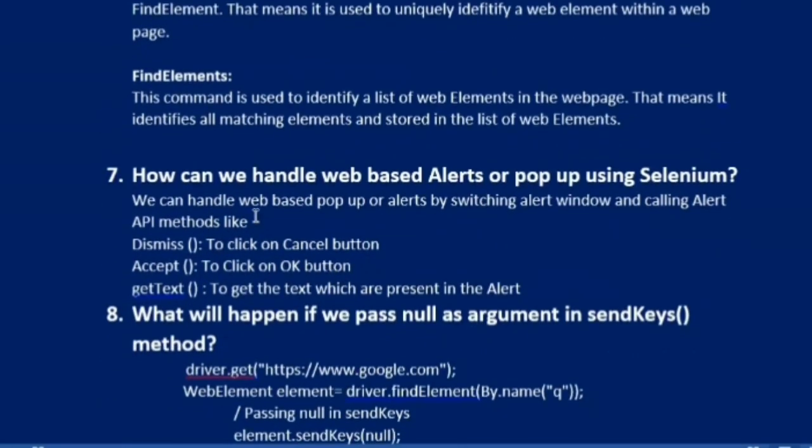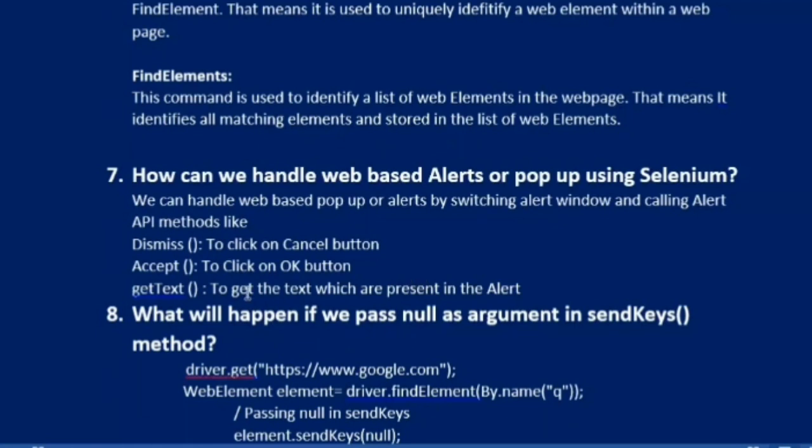Next question is how can we handle web-based alerts or pop-ups using Selenium? We can handle web-based pop-ups or alerts by switching to the alert window and calling alert API methods like dismiss, accept, getText. We use the dismiss method to click on the cancel button, the accept method to click on the OK button, and the getText method to get the text present in the alert.